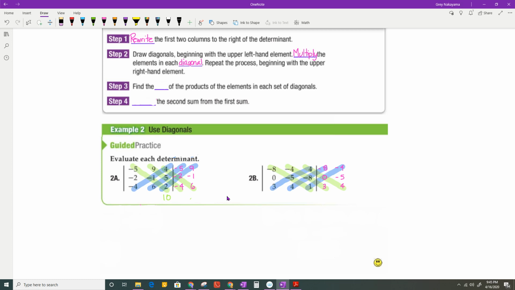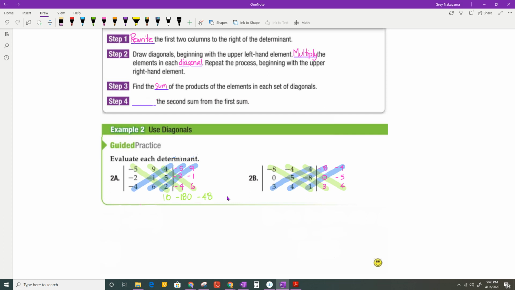And then what I do is I'm going to find the sum of those products. So it's going to be 10 plus the next diagonal is 9 times 5 times -4. So that's going to be minus 180. I really should write plus -180 after all that. And then the last one is going to be plus -48.